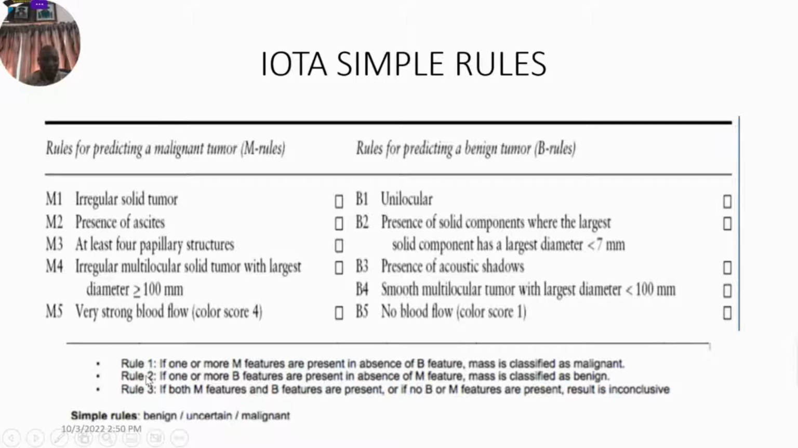Rule number 1 is if one or more M features are present, in the absence of B feature, mass is classified as malignant. Rule number 2 is if one or more B features are present, in the absence of M feature, mass is classified as benign. Rule number 3, if both M features and B features are present, or if no B or M features are present, the result is inconclusive. So you have benign, uncertain, and malignant categories.